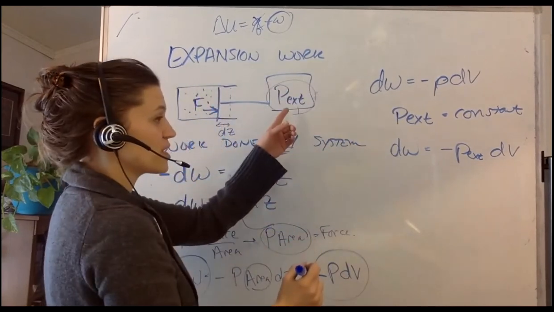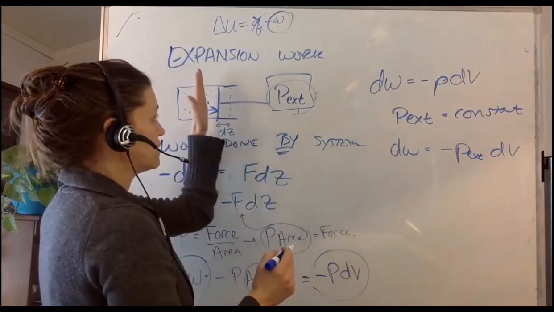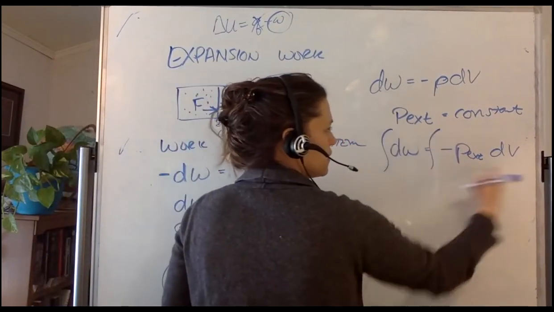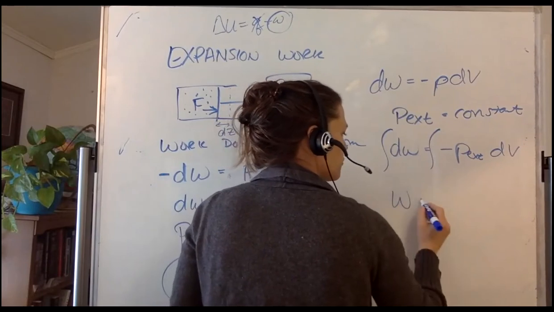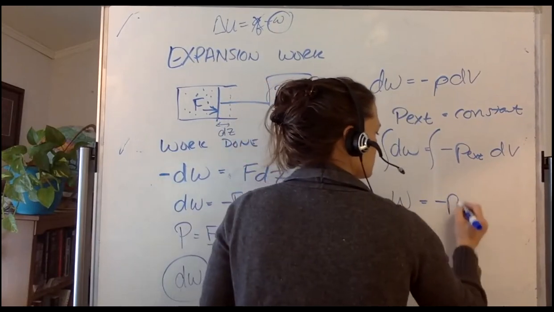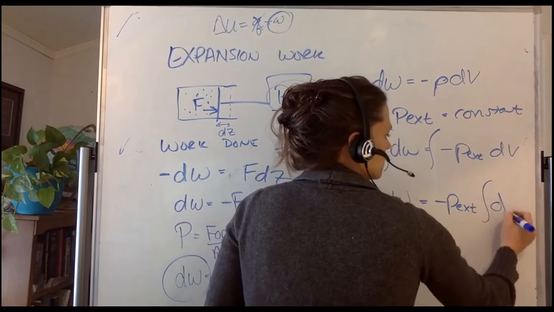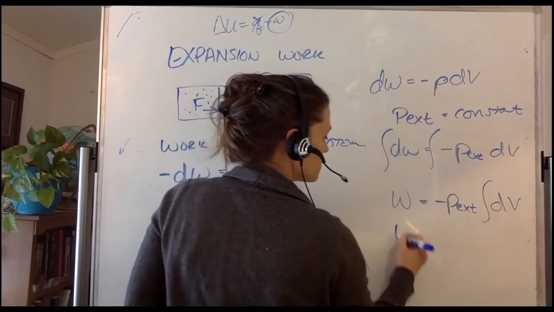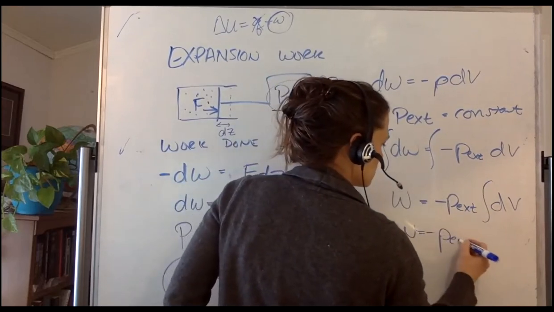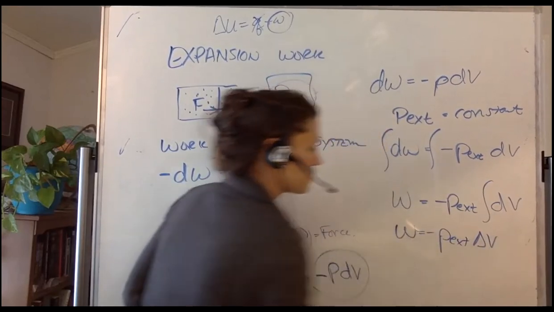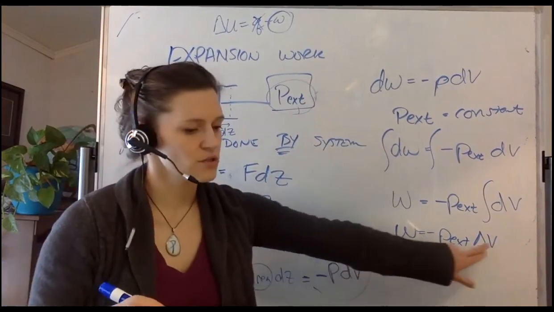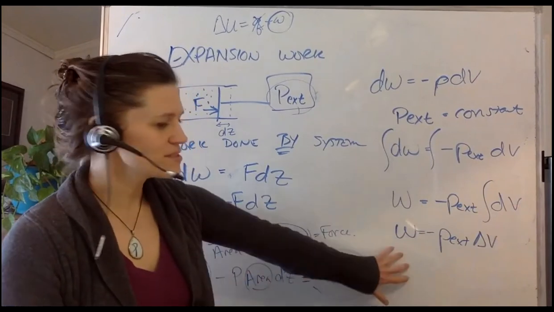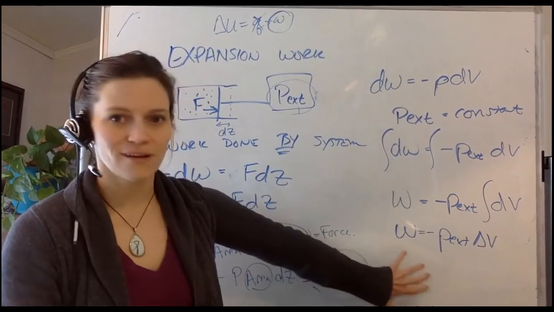And so the external pressure has nothing to do with the change in volume here, which means that if I were to integrate, this becomes the work is equal to minus P external integral of dV, because P external does not depend on the volume, which means the work is just minus P external times delta V. Sweet. So this is called free expansion that is irreversible.